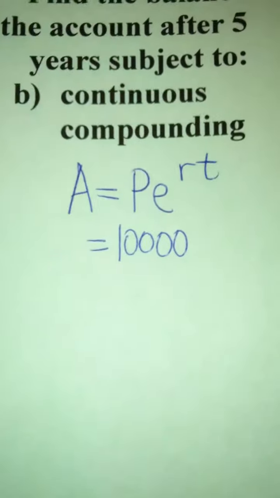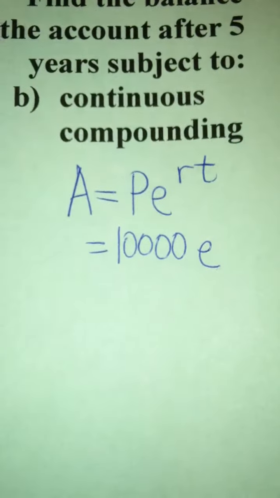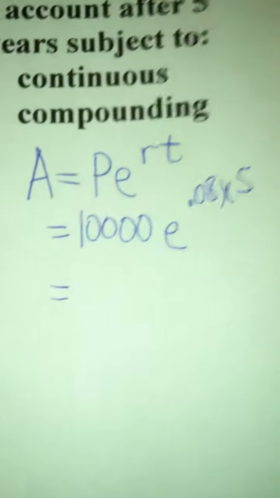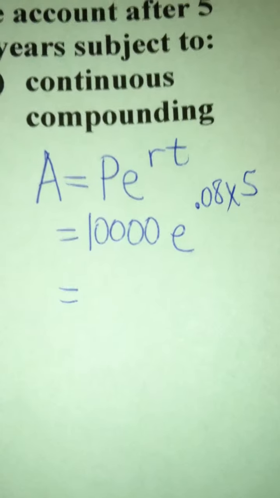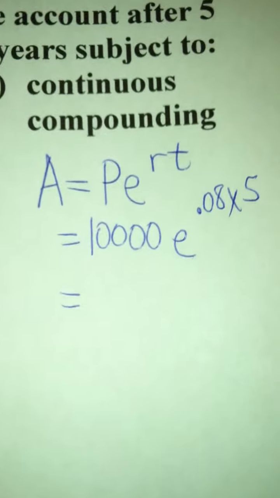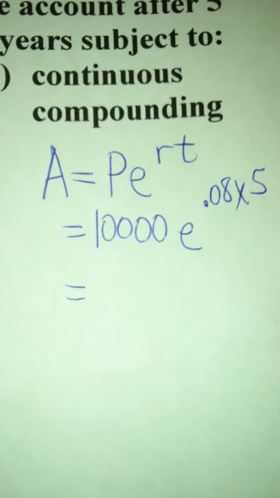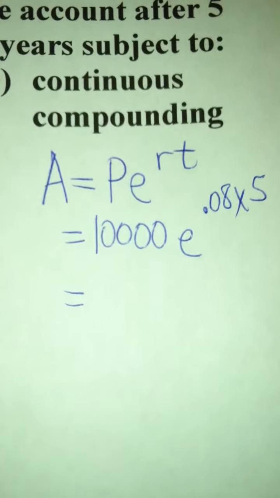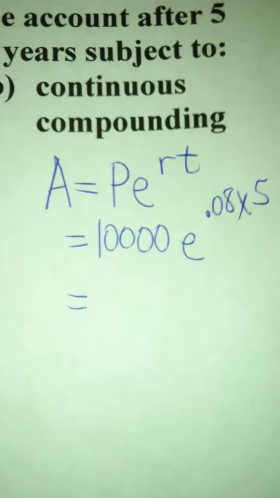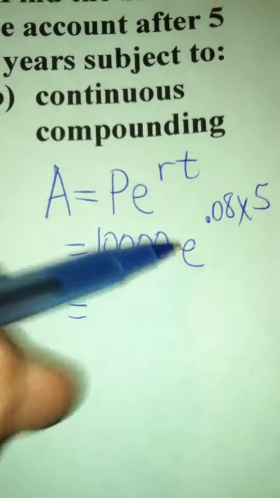So let's plug in our given information. 10,000 e to the 0.08 times 5. All you need to do now is just put this in your calculator. You might have to, depending on the type of calculator you own, hit second function and then your LN button to get the e to show up.